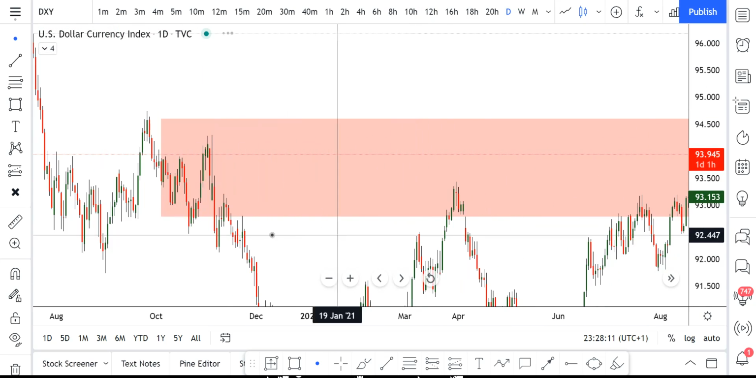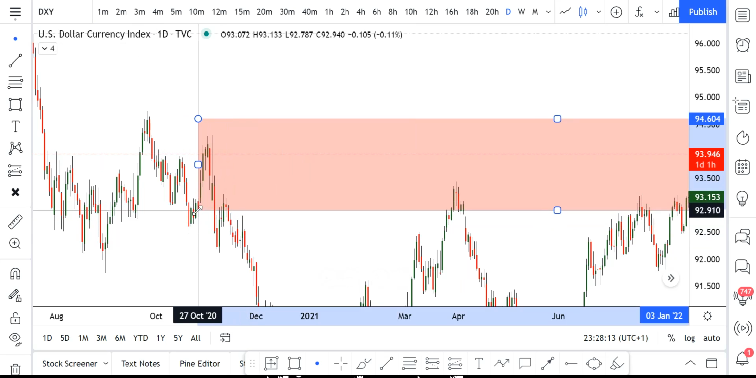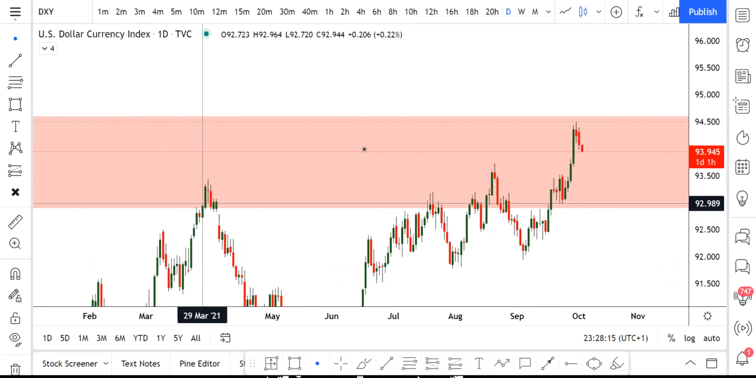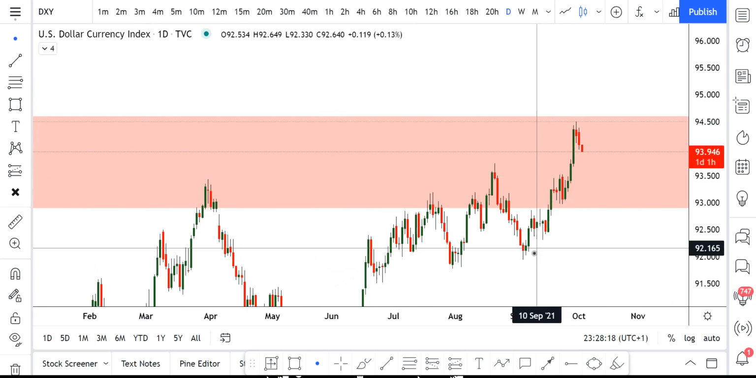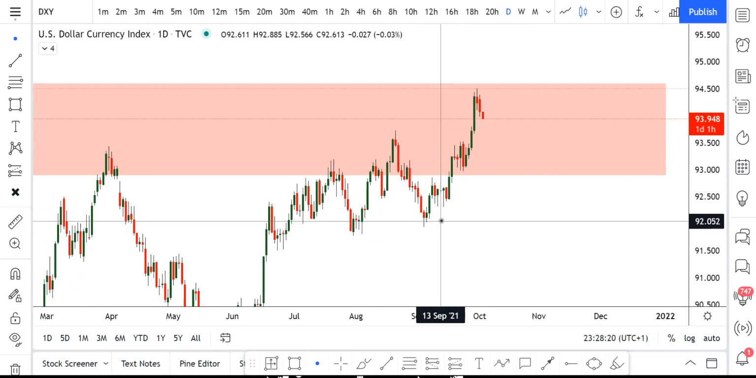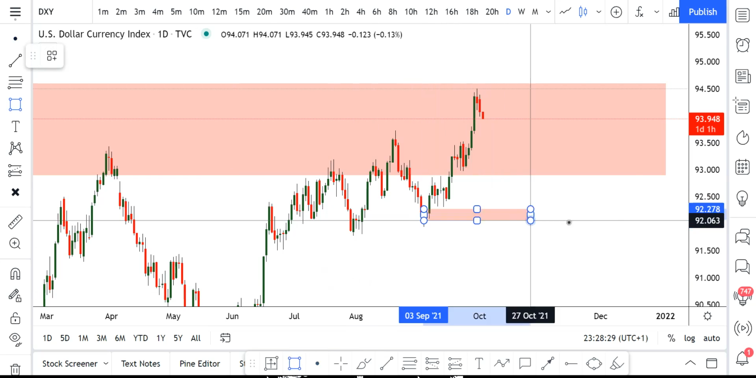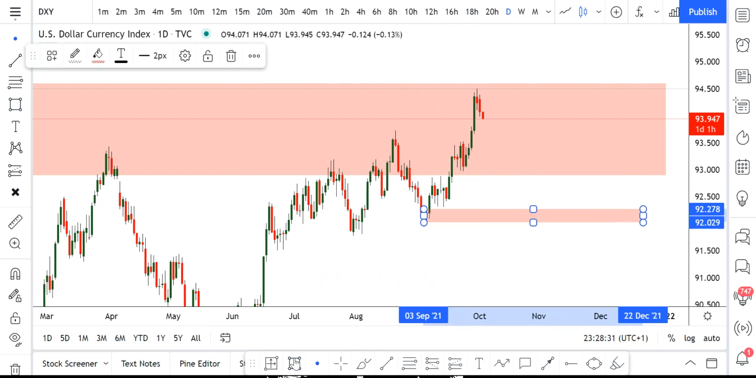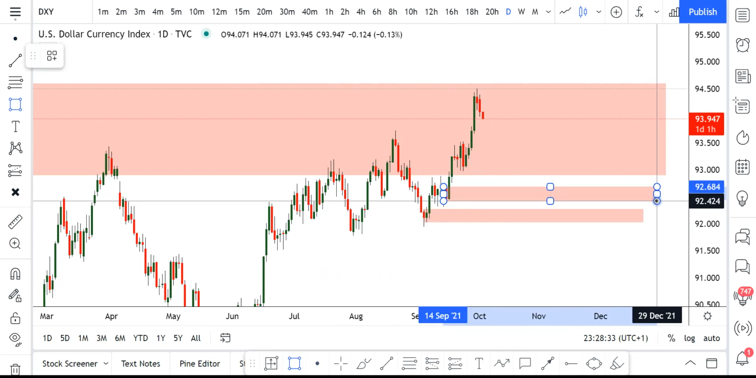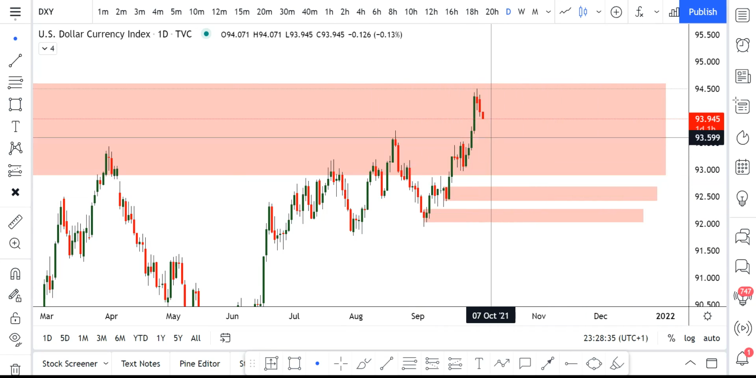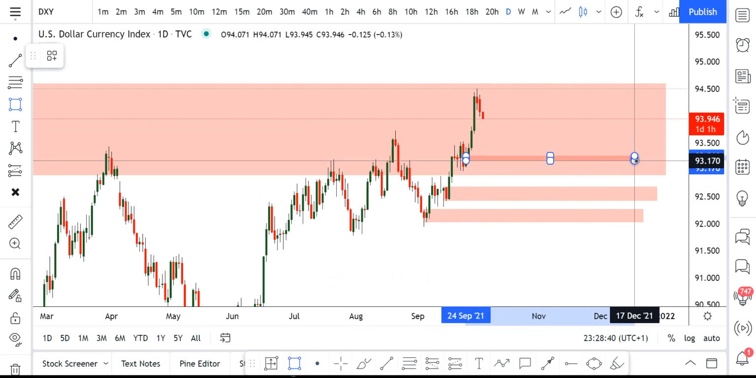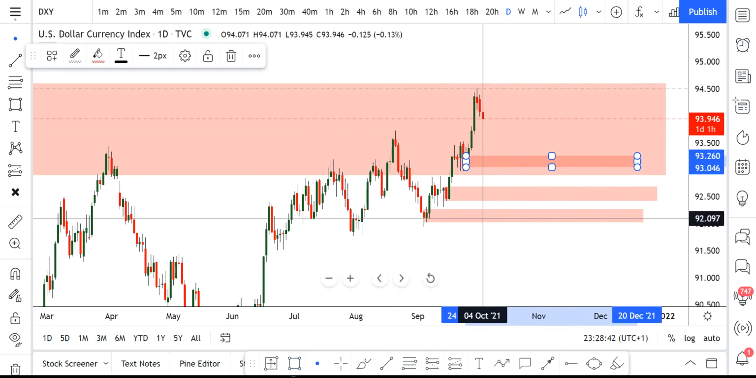So far, you can see that this supply zone is still valid, and price has been able to tap into this place. If you also look, price has been moving up. So there's every tendency that we will see price coming down at least to this demand zone here too. It's possible. Or price can also tap into this place before moving to the upside.